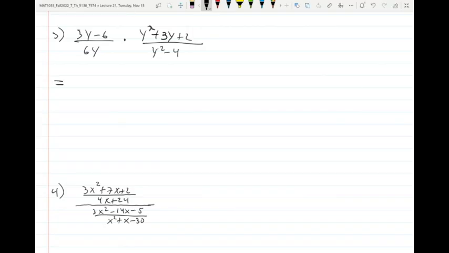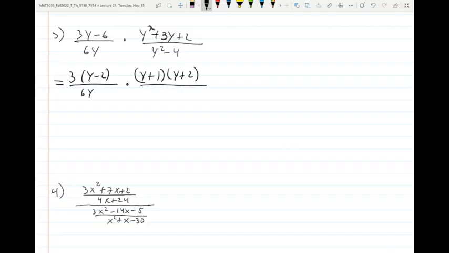3 times y minus 2. So 3 times y minus 2. Good. Do we do anything with the bottom? No. Stays like that. Okay. Move on to the next one. How do we factor that? The top of the second one. Y plus 1 times y plus 2. Good.